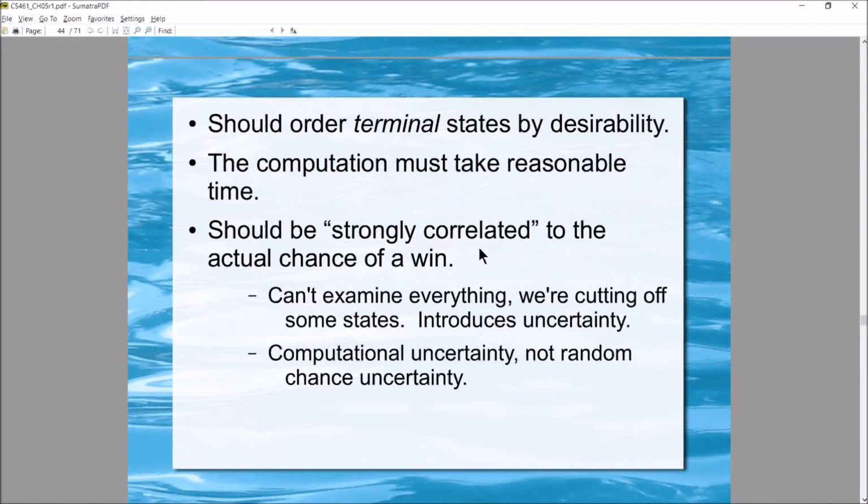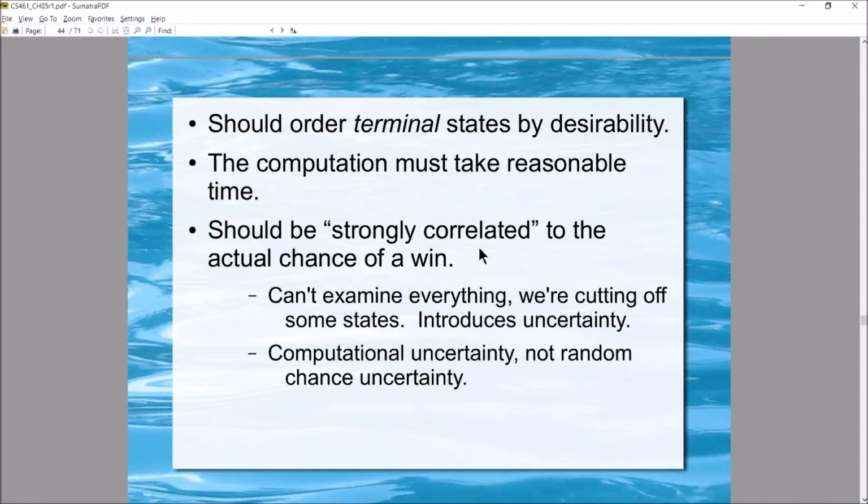We're going to have some uncertainty introduced in that way. Now, what type of uncertainty are we talking about here? It's a form of computational uncertainty. It's not random chance here. It's not like we're rolling 2 six-sided dice and we're not sure if we're going to land on Boardwalk or not. It's computational uncertainty. It's algorithmic uncertainty. It's uncertainty that's introduced because we've cut our search short.